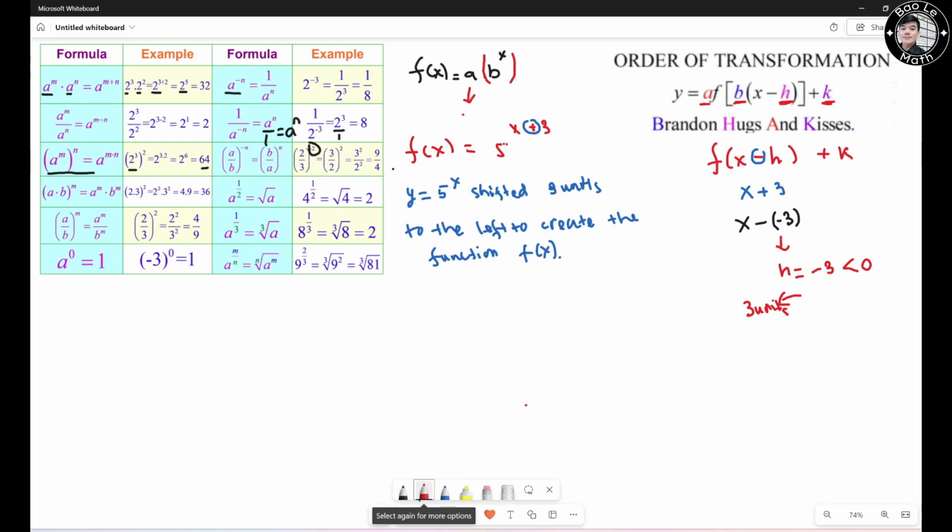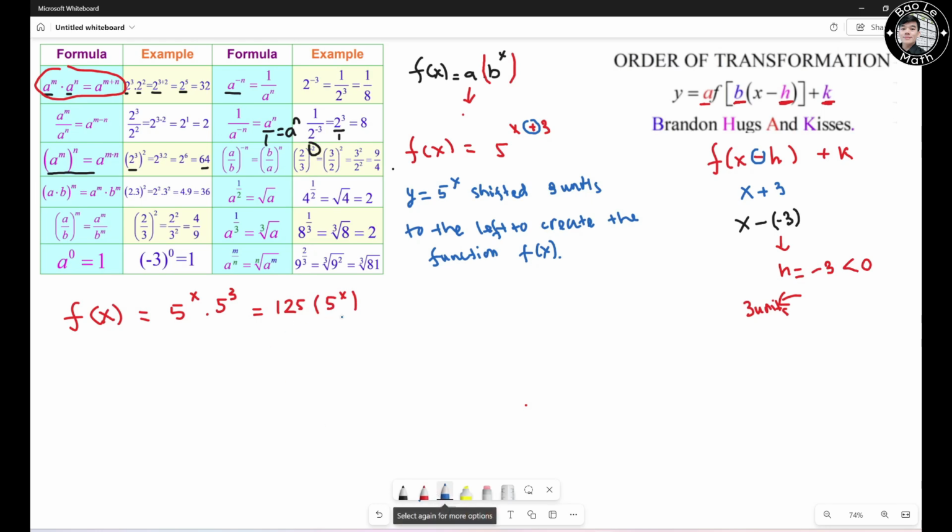Now, take a look at this one right here. So I can rewrite the function f of x as the following: 5 raised to the power of x times 5 raised to the power of 3, right? Because I use the formula right here. So I can rewrite this one as 125 because 5 to the power of 3 equals 125, times 5 to the power of x. Makes sense, right?